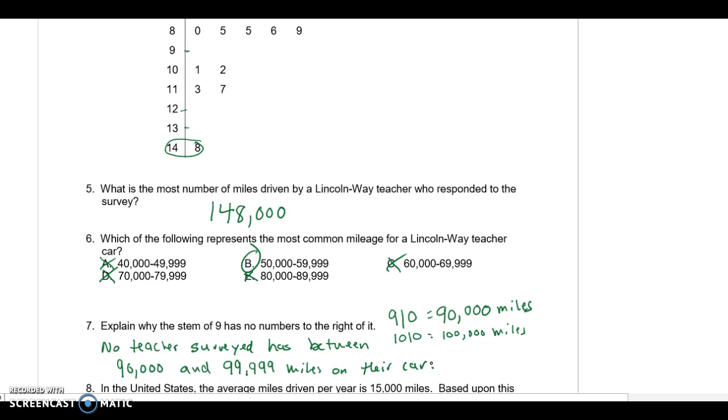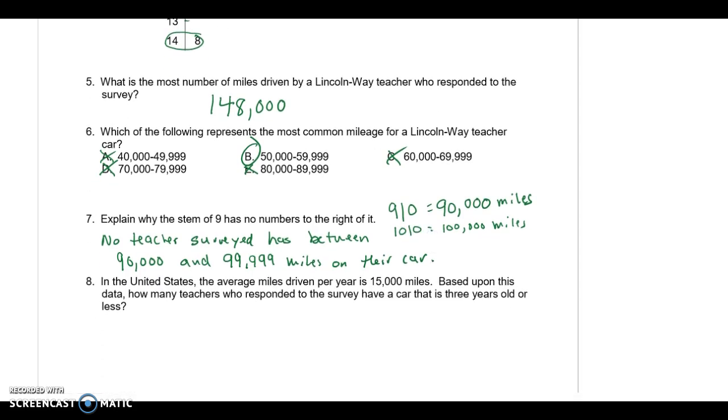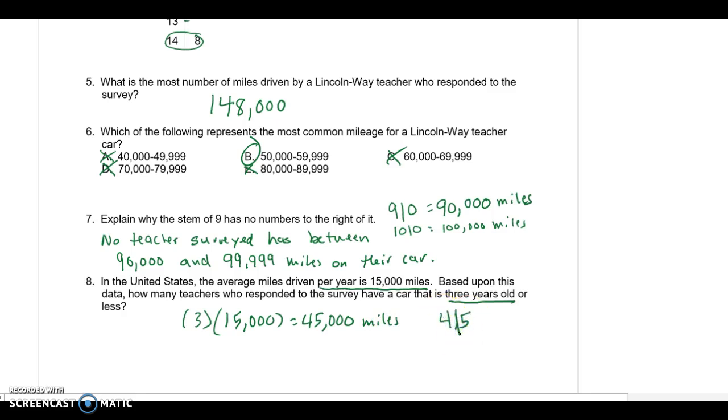It's interpreting the context. And number 8, in the United States, the average miles driven per year is 15,000. Based upon this data, how many teachers who respond to this survey have a car that is 3 years old? So it's 15,000 miles every year, and there's 3 years that we're looking for. So total, we're looking for anything greater than 45,000 miles. Tying it back to the stem and leaf plot, what we're looking for is anything that's above a stem of 4 and a leaf of 5.